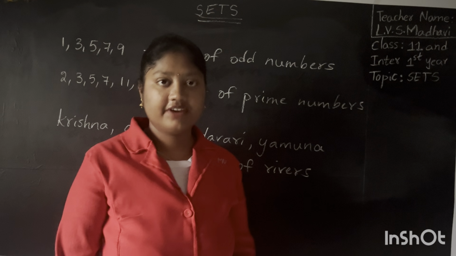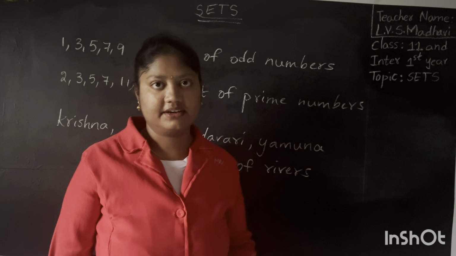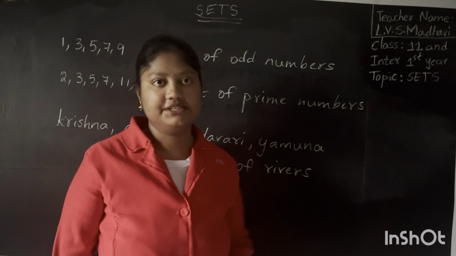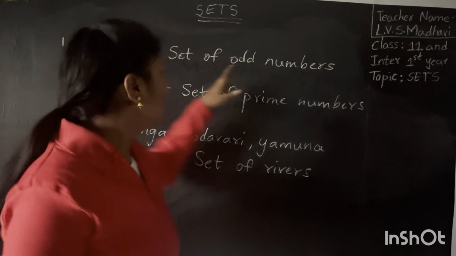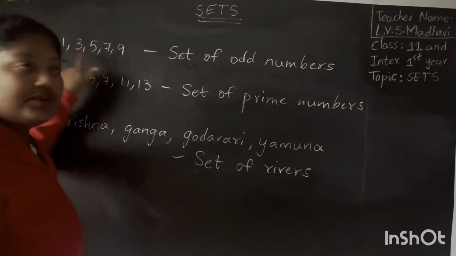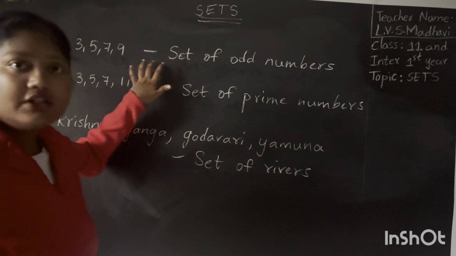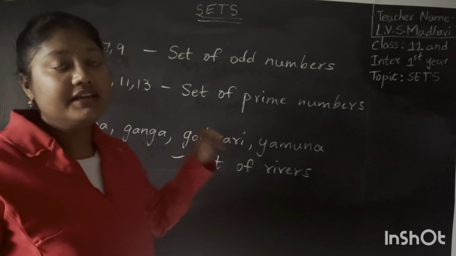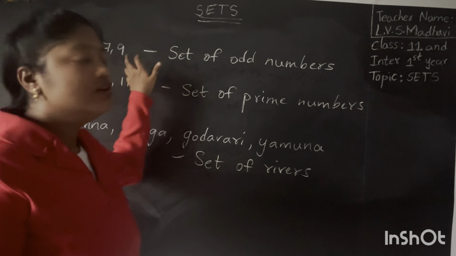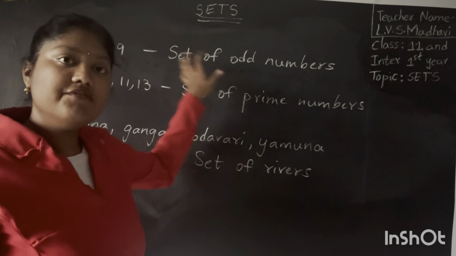So we have to define a set in a well-defined manner. Means we have to give some condition. For example, here I have written set of odd numbers. But here we have written the odd numbers only till 9. Only these are the odd numbers? No. There are infinite number of odd numbers. But here we have written only till 9. So how can we define this set exactly or correctly in a well-defined manner?